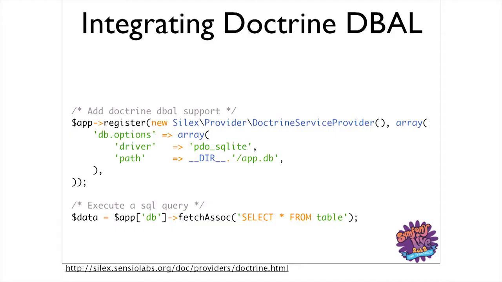Now, when I want to run a query or execute a query, I can simply use the app.db service, which is essentially a PDO object, and then pass SQL queries directly to it. So in this case, I fetch association, so fetch associative array, to select star from table.